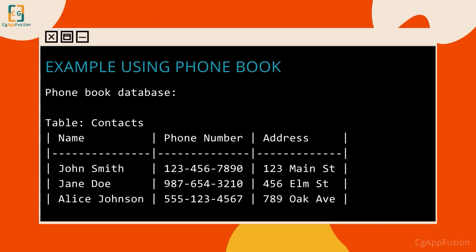Let's look at the example that we used before. So we're going to look at the database phone book, and we have a table contacts. Each contact in our table of contacts has a name, phone number, and address. So basically we are giving a structure to our table. Every person that we're going to add to our contacts is going to have a name, phone number, and address.